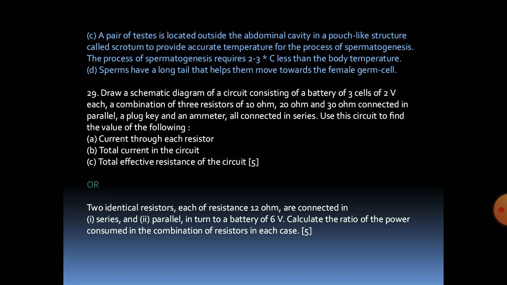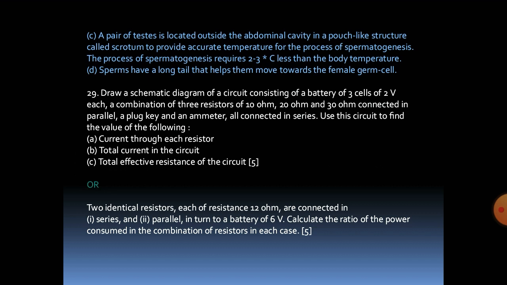Here you are given a battery of 3 cells of 2 volt each, and a combination of 3 resistors of 10, 20, 30 ohms connected in parallel, a plug key and an ammeter, all connected in series. You have to use this circuit to find the current through each resistor, the total current in the circuit, and the total effective resistance of the circuit.